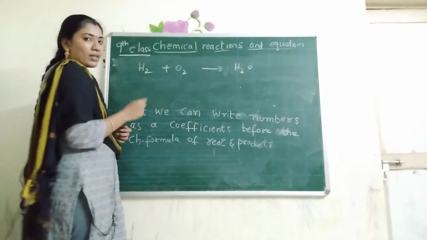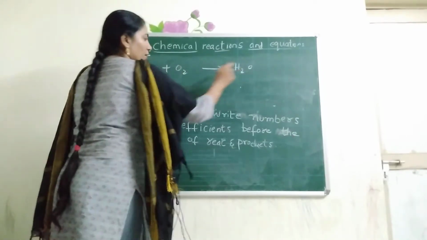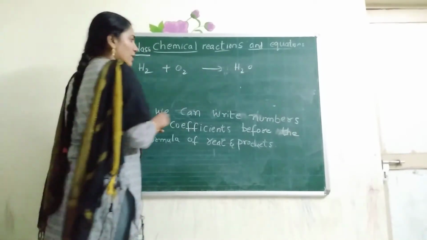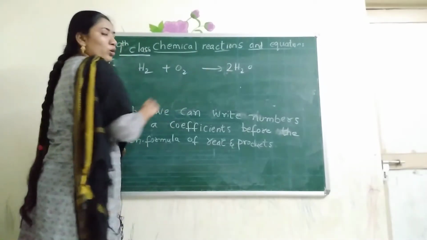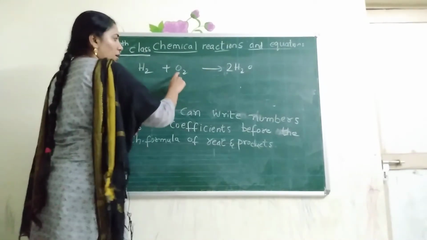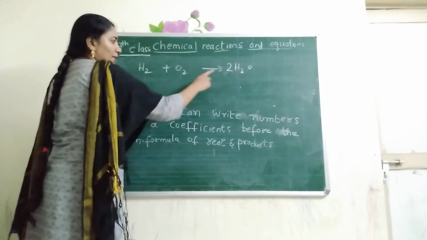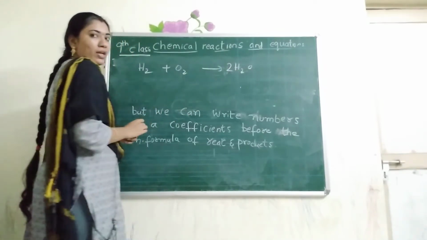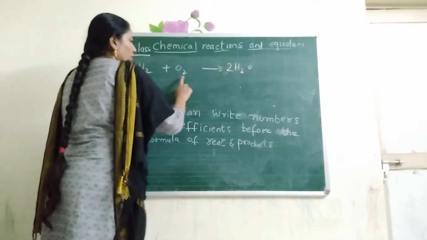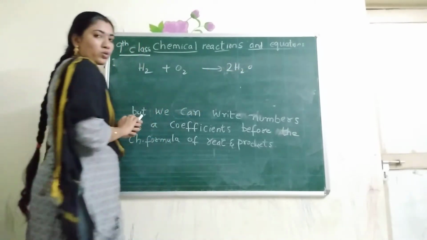How many oxygens are there? 2 oxygens are there. Here how many oxygens are there? 1 oxygen is there. So you can write here 2. That means we are introducing a coefficient here in order to balance oxygens. We are not changing these ratios. Here 2 oxygens and here also 2 oxygens.